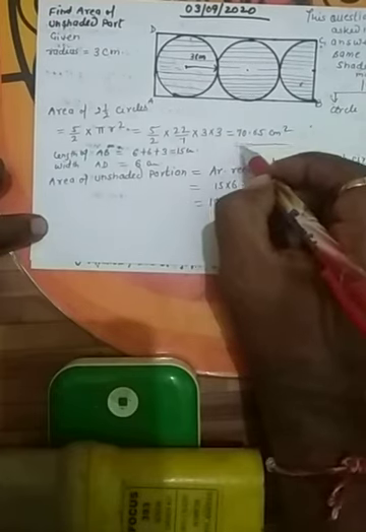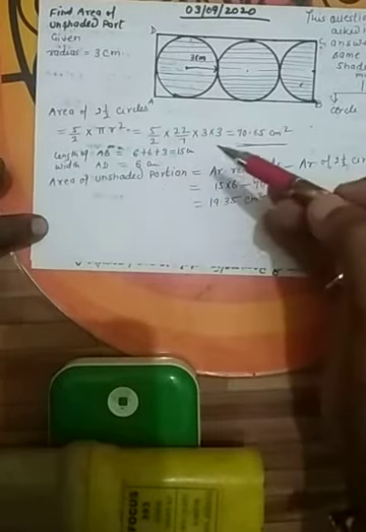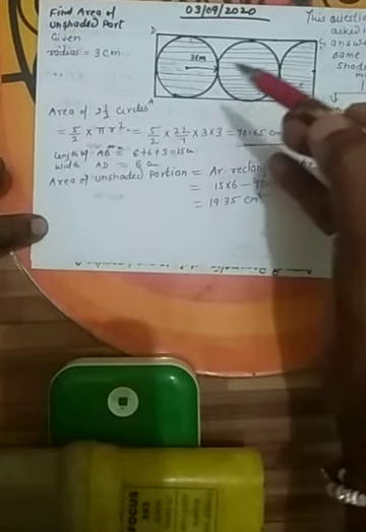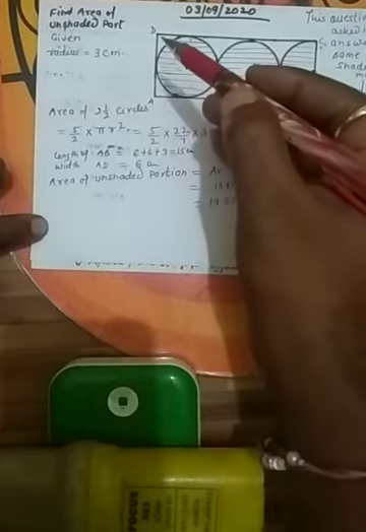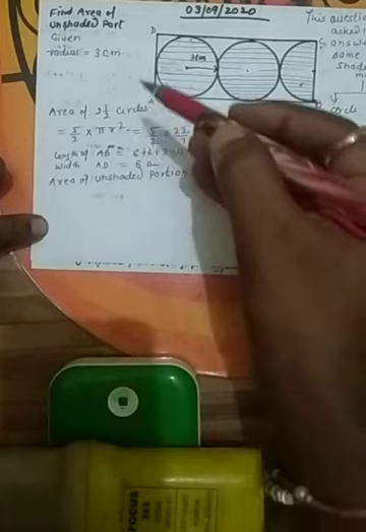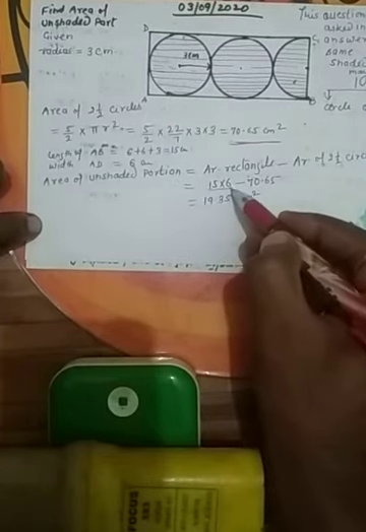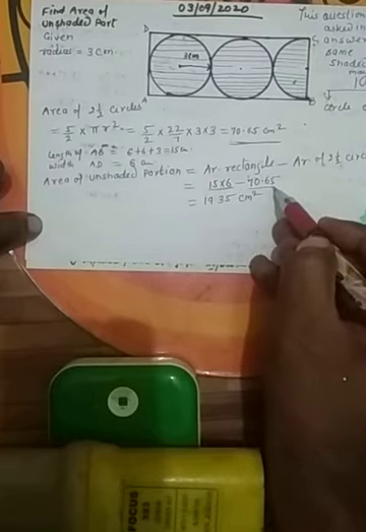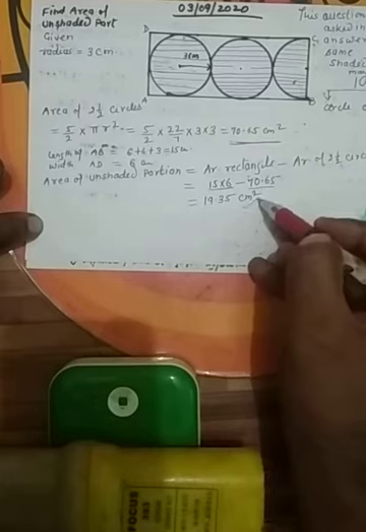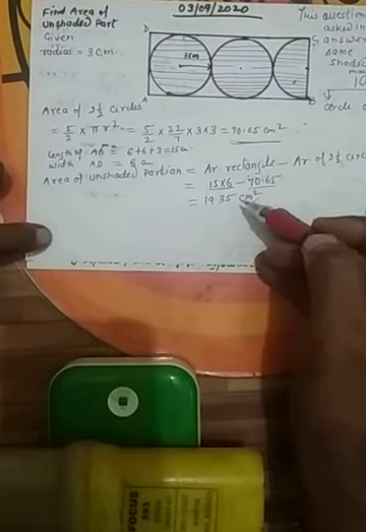70.65 centimeter squared. This way we have found the area of the 2.5 circles, and this area will be subtracted from the area of the rectangle. The area of the rectangle is 15 into 6 and the area of the circles is 70.65. So this way the area of the unshaded portion will be 19.35 centimeters squared.